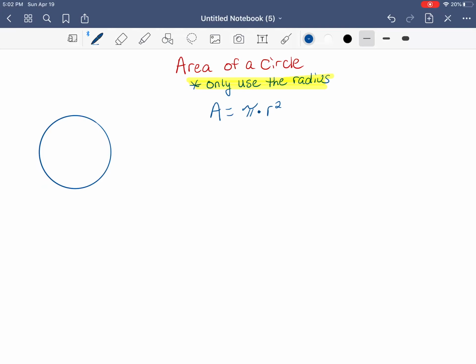So let's get started. All right, so we have a circle here. I am going to give it a radius of, let's go, 4 meters. All right, so there's my circle. We know it's a radius because it only goes halfway through the circle.